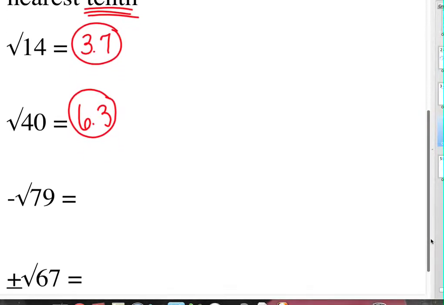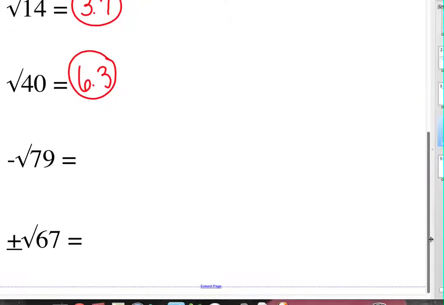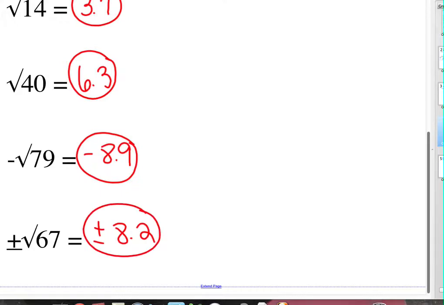Couple more and then we're done. Negative the square root of 79. Okay, so in your calculator, find the square root of 79, round it, and don't forget to stick that negative on there. Look at this next one. The square root of 67, when you round it, is 8.2. But it tells us to find both the positive and the negative of that. So that's what you write your answer as. Plus and minus, or positive and negative, 8.2.